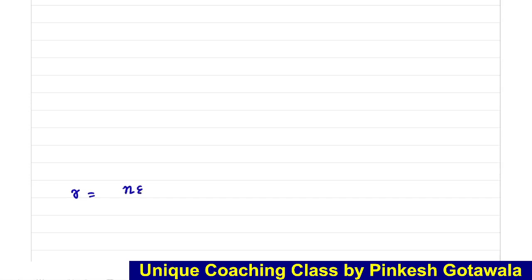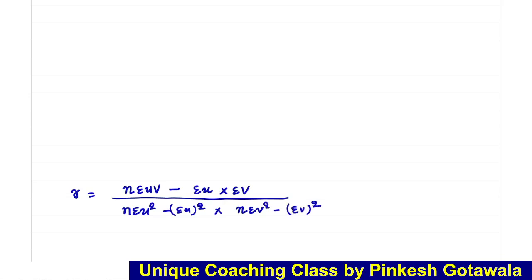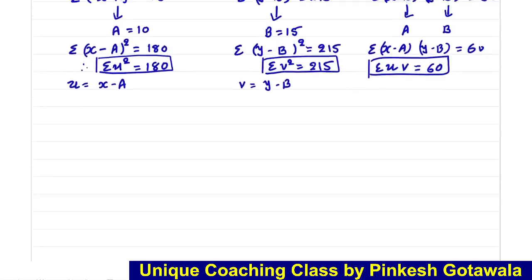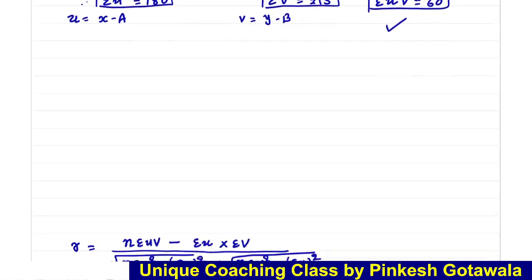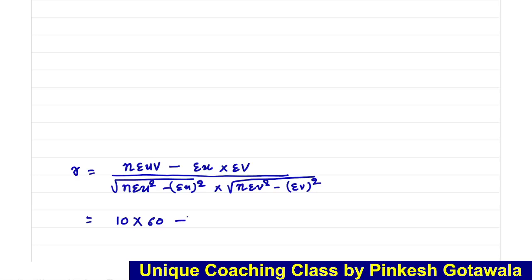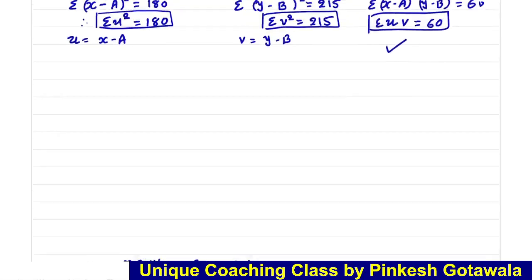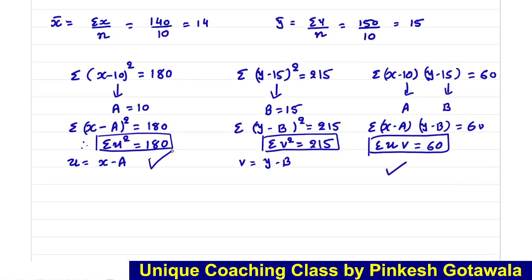R is equal to n sigma UV minus sigma U sigma V, divided by root of n sigma U square minus sigma U whole square, into n sigma V square minus sigma V whole square. Now let's put value here. Our n is 10. Sigma uv, so sigma uv is 60, minus sigma u into sigma v. Look at here. We have a u square v square, not sigma u sigma v.